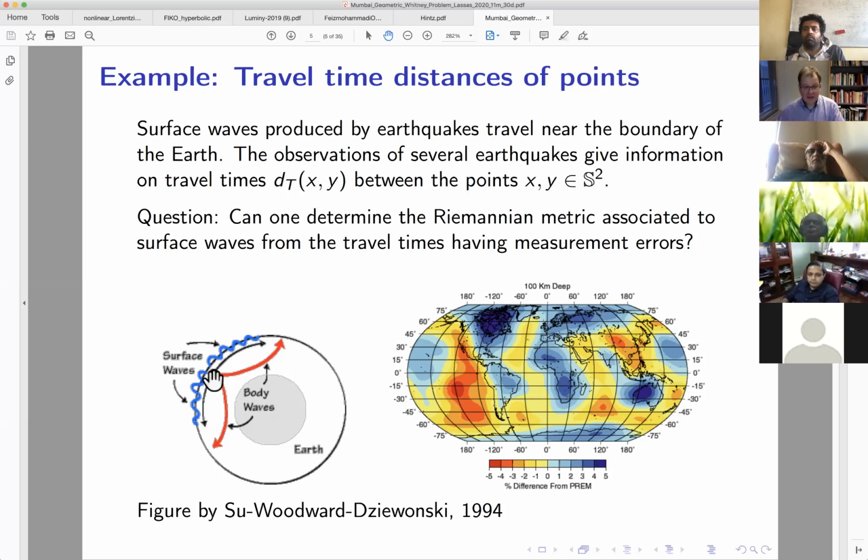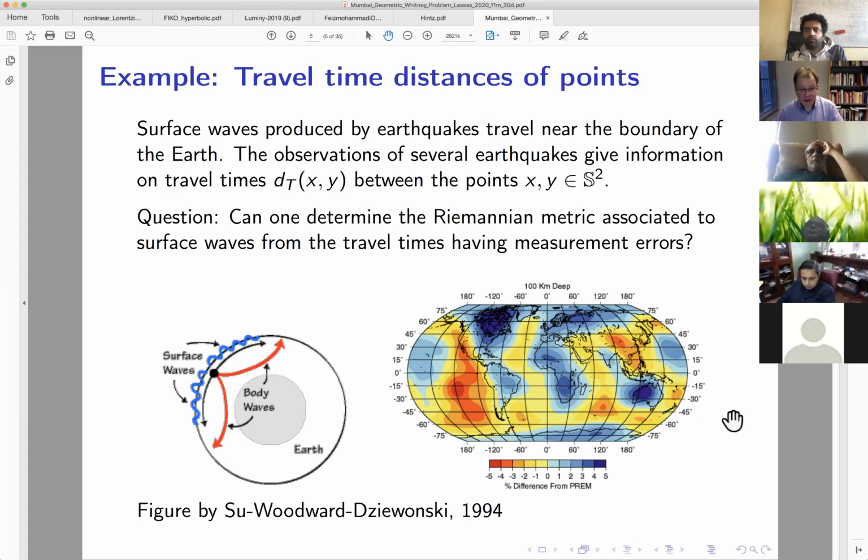So they decay relatively slowly. So they are very important. And these surface waves, they propagate close to the surface of the earth. So we could consider surface of earth through two-dimensional sphere as a manifold. Then we have lots of sample points. We have earthquake sources and then measurements where when the earth surface waves arrive to different points of the earth, on the surface of earth, and then we would like to reconstruct the Riemannian metric that corresponds to travel time metric.